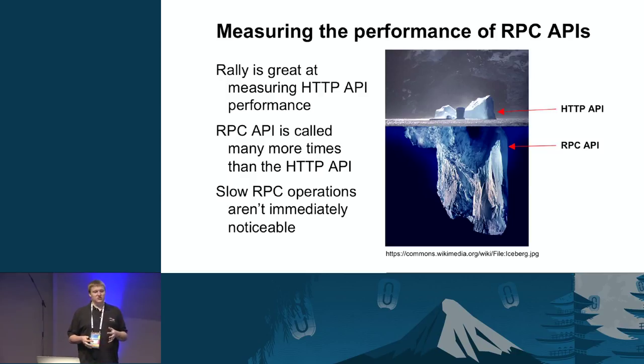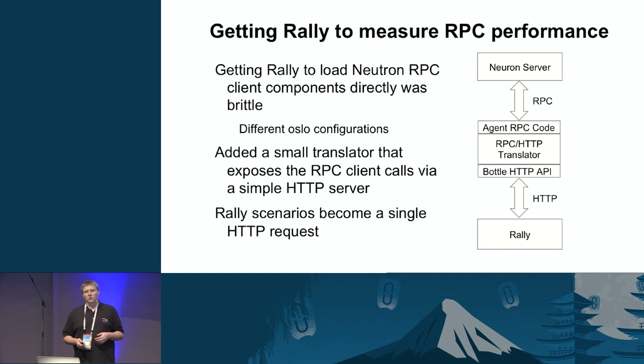And so we have this issue where the performance of our RPC APIs while we're developing isn't really visible to upstream developers, because if there's an operation that's slow for only a few ports, which is what developers are usually working with, it will still return fast enough that we'll have a performance degradation go unnoticed. So what I wanted to do was see if I can get Rally to measure the RPC performance that we have. So what I initially started to do was try to make a Rally scenario that embedded Neutron client bits in it directly.